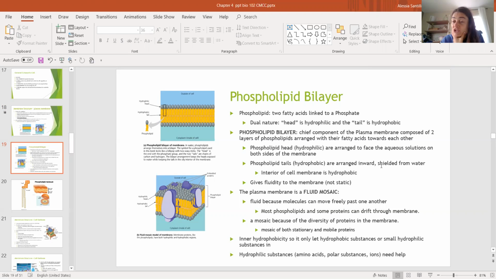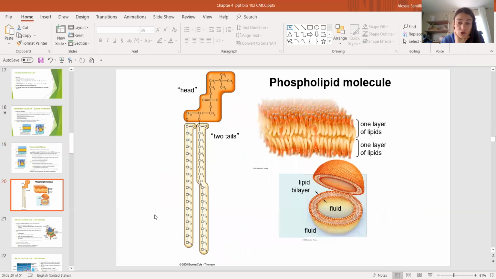They're arranged inward, shielded from water, and that's the interior of the cell. Therefore, the interior of the cell membrane is hydrophobic. So in order for something to go through the actual plasma membrane, it needs to be hydrophobic because it needs to enter this crazy zone of hydrophobicity. Do you see that? All the fatty acids form this hydrophobic barrier.